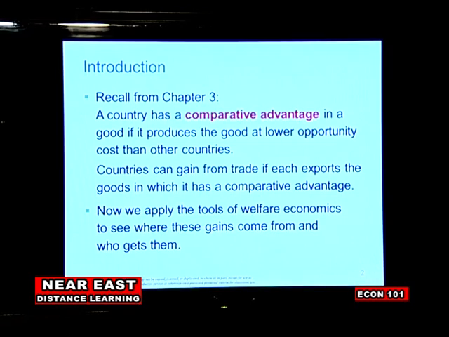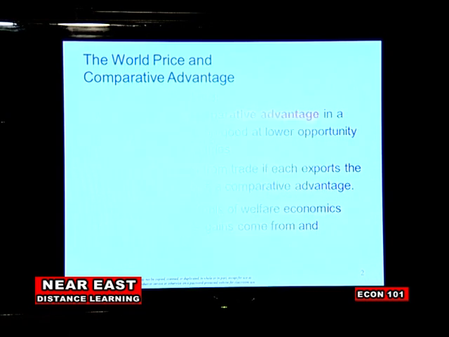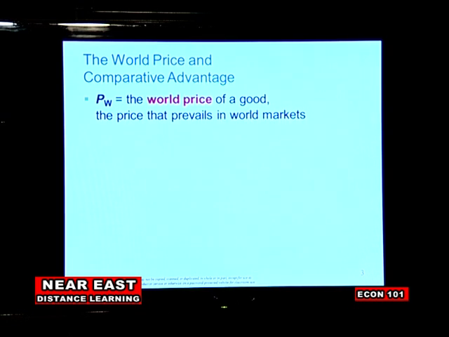First, we are going to recall chapter 3, which is about comparative advantage. A country has a comparative advantage in a good if it produces the good at a lower opportunity cost than other countries, and countries can gain from trade if each exports the goods in which it has a comparative advantage. So now we are going to apply the welfare economics to see where these gains come from and who gets them. And let's look first at the world price and comparative advantage.